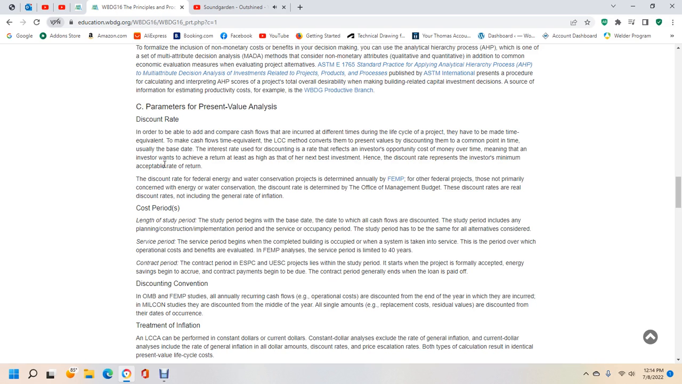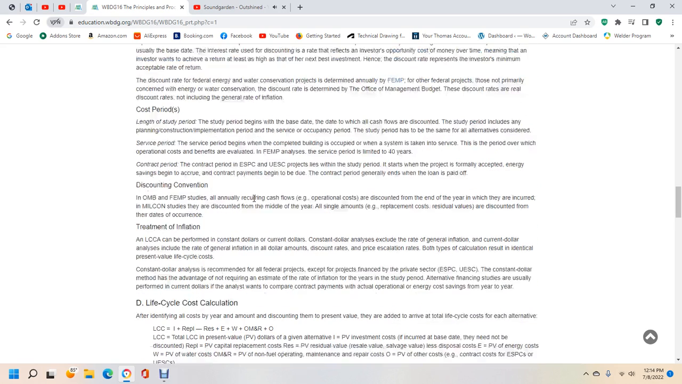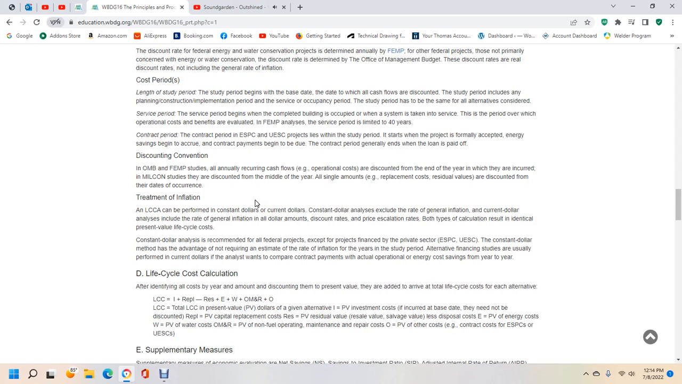Discount rates for federal energy and water conservation projects are determined annually by FEMP. Other federal projects are non-energy projects and use the discount rates from the Office of Management and Budget. Discount rates are real discount rates and do not include the general rate of inflation. Cost period: the length of the study period. The study period begins with the base date, the date to which all cash flows are discounted, and includes the planning, construction, and implementation period along with the occupancy period, and the study period is the same for each alternative considered.